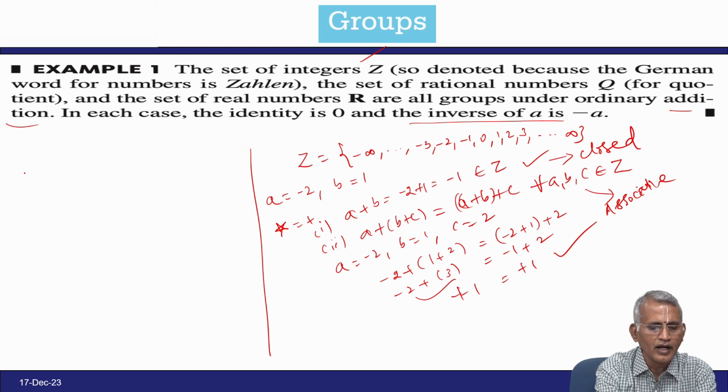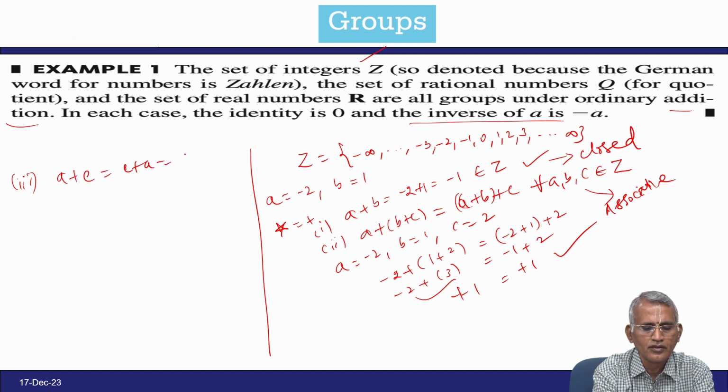Next we have to check the third property, which is existence of identity. So, a plus e equals e plus a equals a. So, you take one element, and the element we take should be such that the result is the same element.